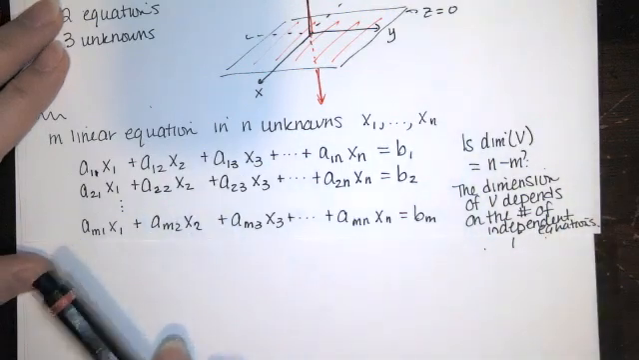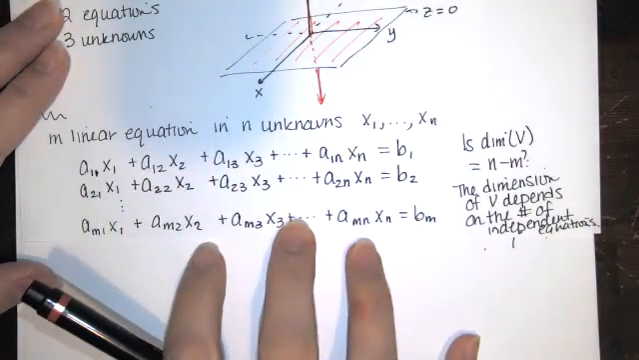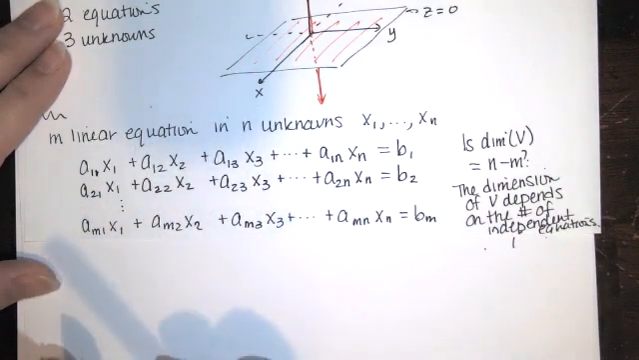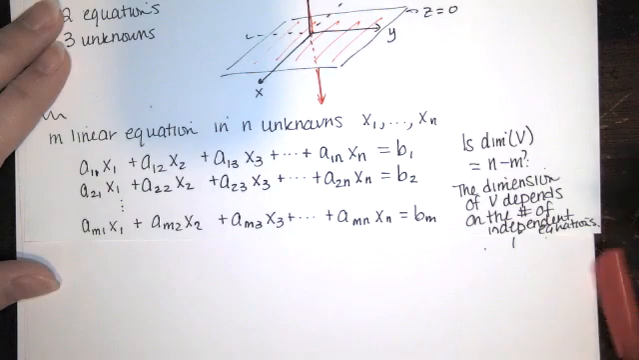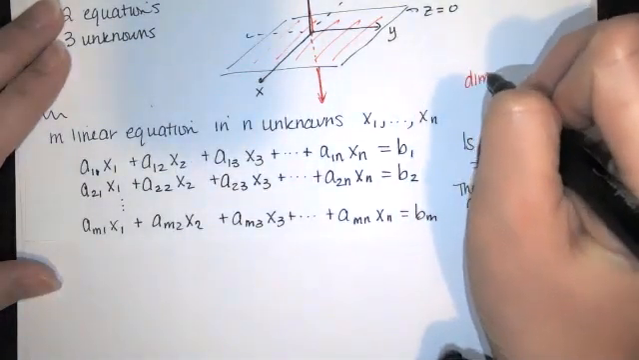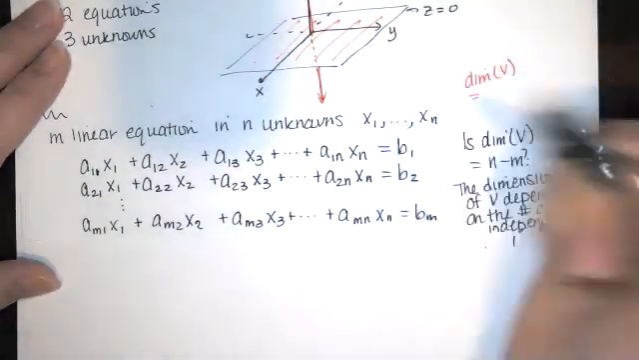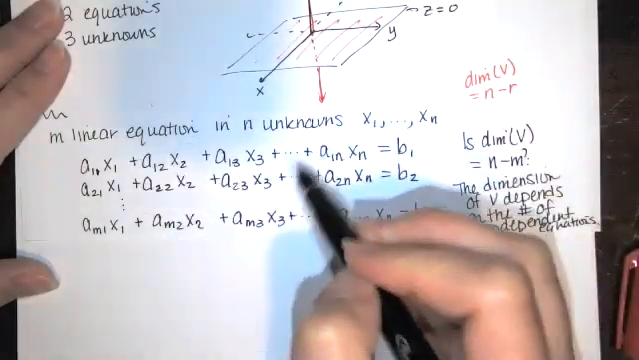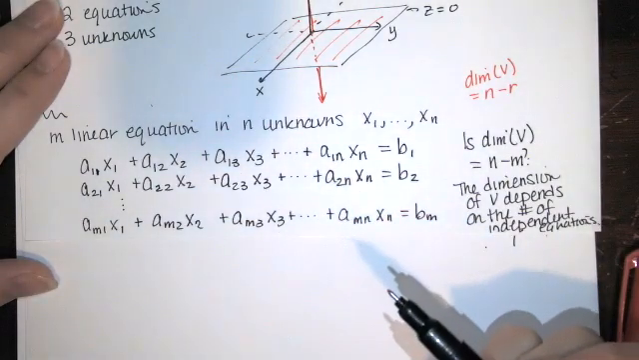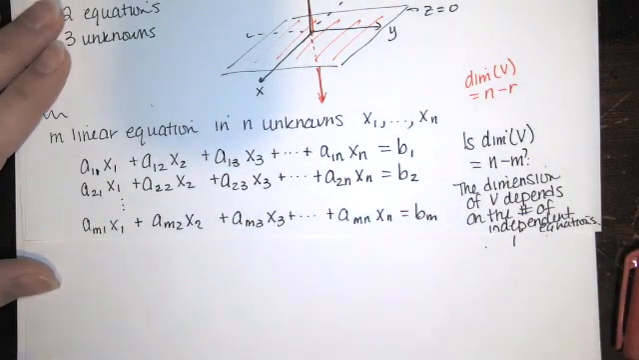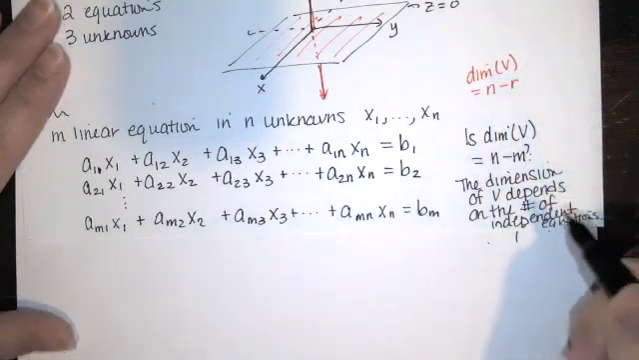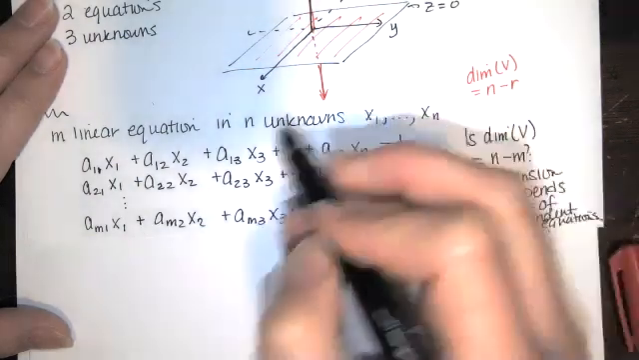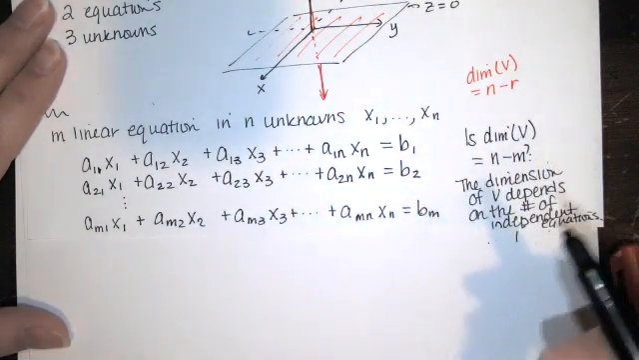We know from linear algebra that the number of independent equations is related to the rank of the corresponding coefficient matrix for this guy right here. So it turns out that in this case, the dimension of V is equal to the number of variables that you started with minus the rank of that matrix, the coefficient matrix over here. So again, it is related to this idea of independent equations. And we talked about that in linear algebra.